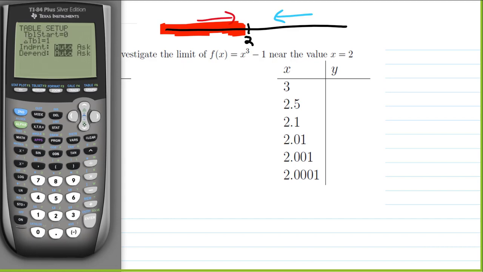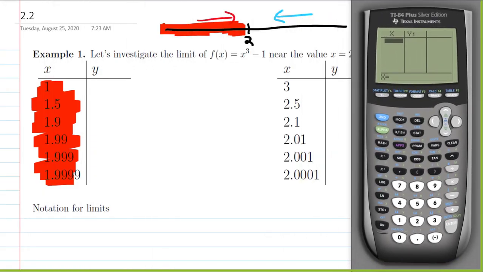And for our independent variable, we're going to change it from auto to ask. So normally when it's on auto, that's how it just generated that table where you can scroll up and down with your arrow keys. If you change it to ask on the independent variable, and then let's go back into our table, you'll notice it doesn't create anything. In fact, they're blank. What it's asking us to do, when it says ask, we have to tell it what x values we want to use.